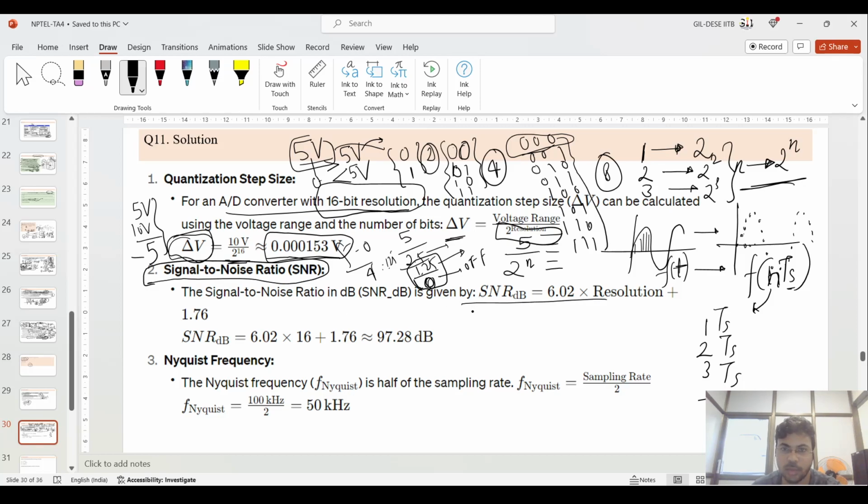Coming to the second part, that is the signal to noise ratio. There is one formula for it.